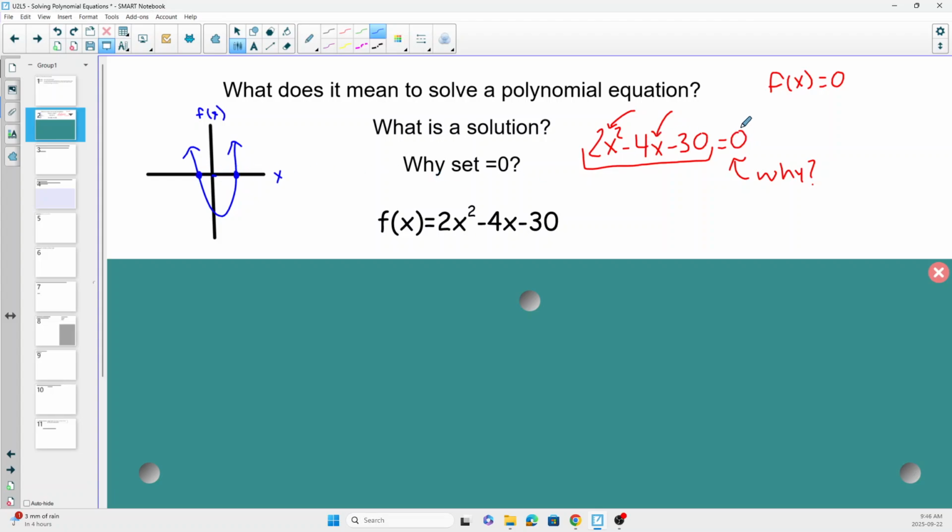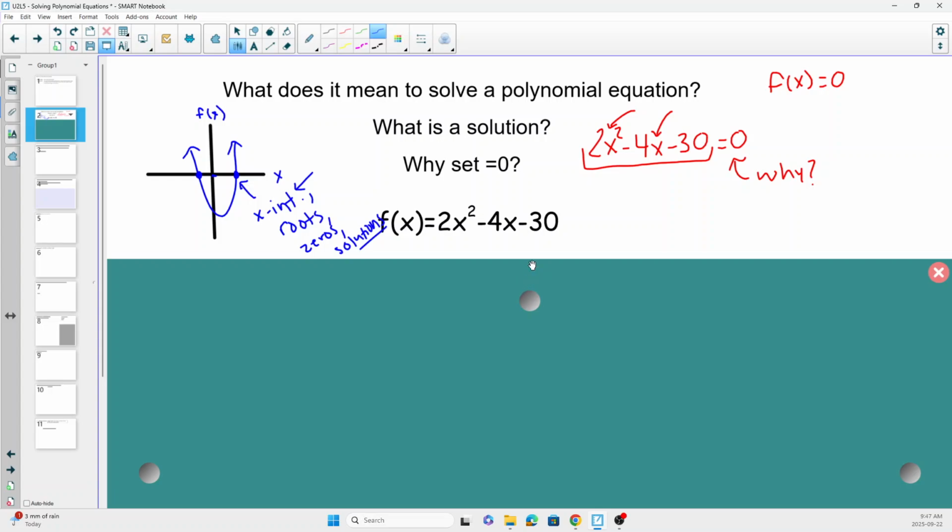So when we set it equal to 0, we are solving. We want to know when will this function, for what values of x, have a function value of 0. And those points on our graph are our x-intercepts. Okay? But we also call them our roots. And we also call them our zeros. And we can also call them our solutions. So lots of synonyms. So when it says solve the following, it's really asking you to find the x-intercepts.